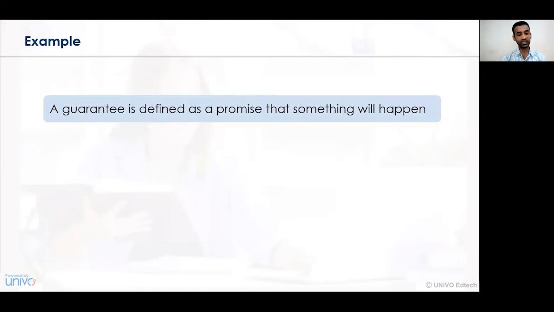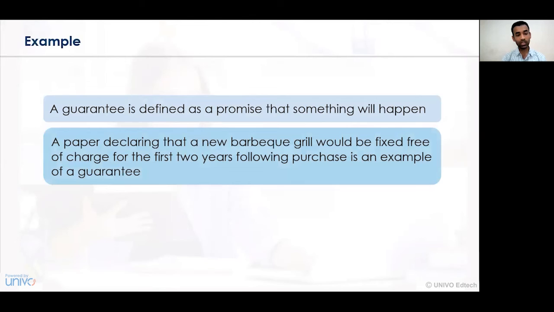Now let's take an example of the guarantee contract. A guarantee contract is always defined as a promise that something will happen and someone has to perform a certain contract. A paper declaring that a new barbecue grill would be fixed free of charge in the first 2 years following purchase is an example of a guarantee.